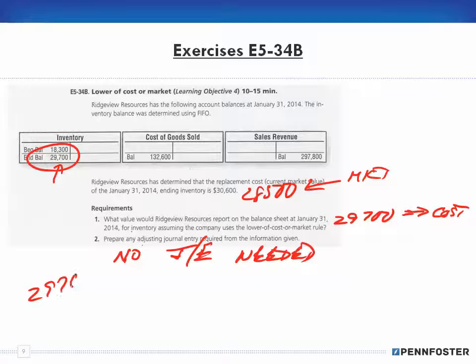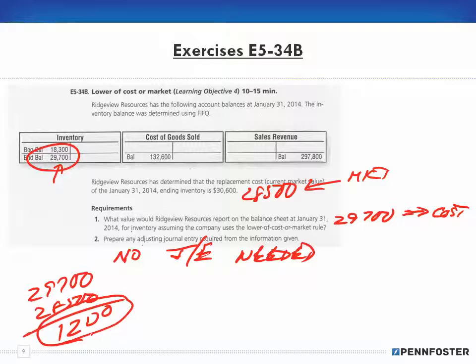So I have 29.7 less 28.5, 0.021. So I'd have to make an entry to reduce my inventory by $1,200. Well, what would that entry be? So this is 331. And since I'm reducing my inventory, I'm going to credit my inventory for the 1,200.